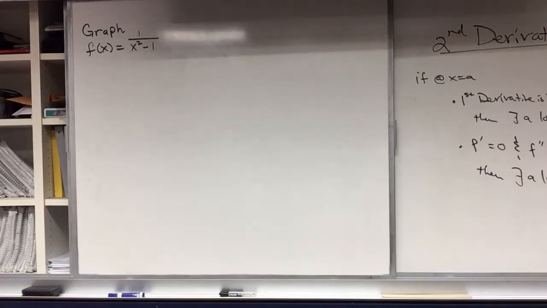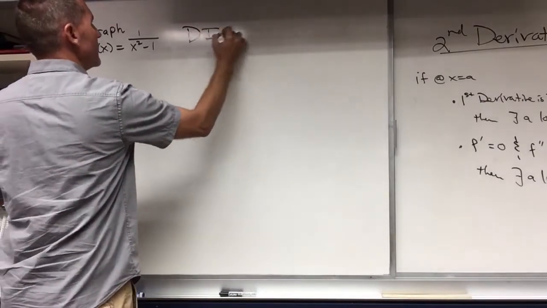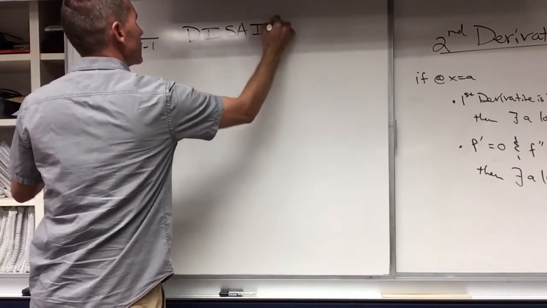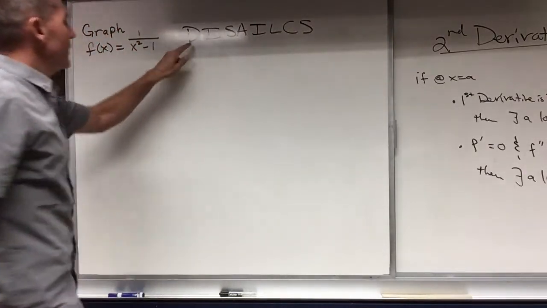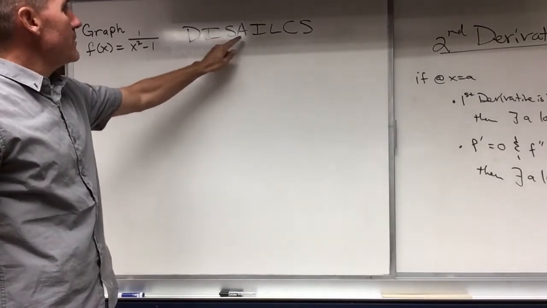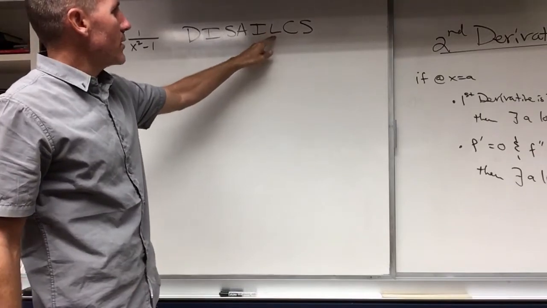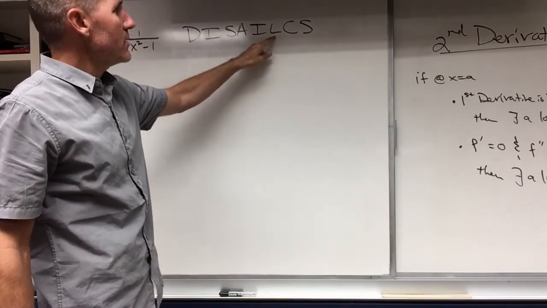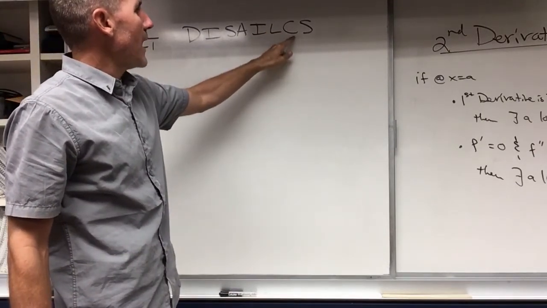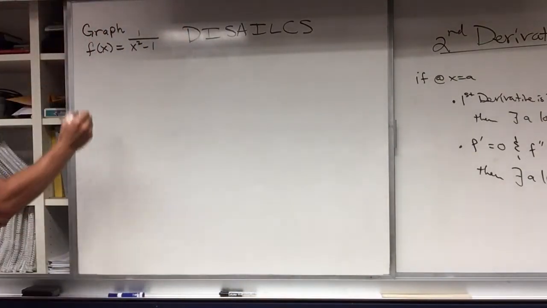All right, if we want to graph f of x equals 1 over x squared minus 1, going over the steps in class, right, we have first domain, intercepts, symmetry, asymptotes, intervals of increase, decrease, local extrema, and the values, concavity, and then sketch the curve. So the first thing we're going to do is talk about domain.